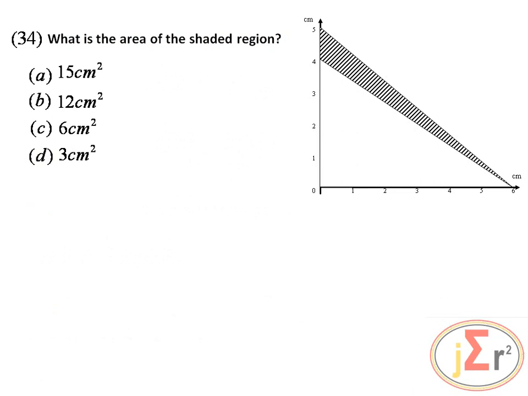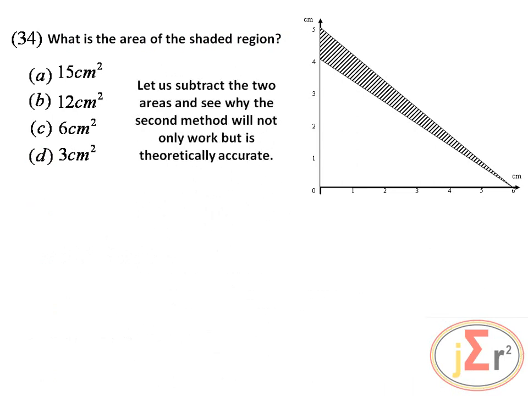Same problem, different approach this time. Let us subtract the two areas and see why the second method will not only work but is theoretically accurate. So we are not using half base times height, the formula again. We are using the numerical values. What we have received after substituting the values, we'll get a half 6.5 and a half 6.4.